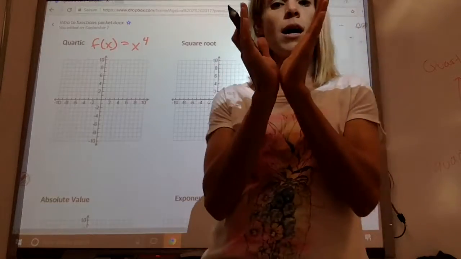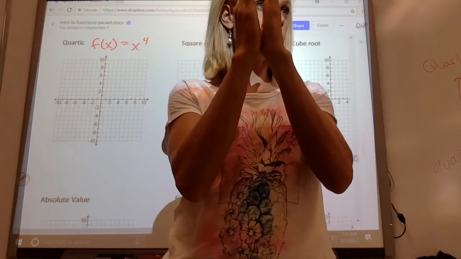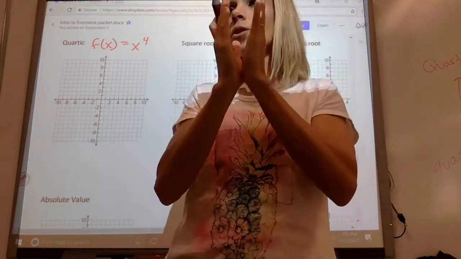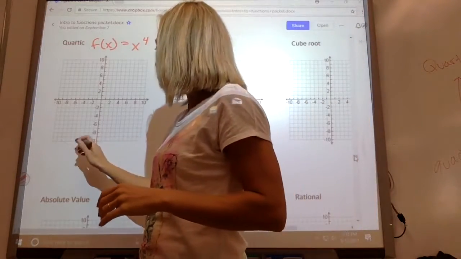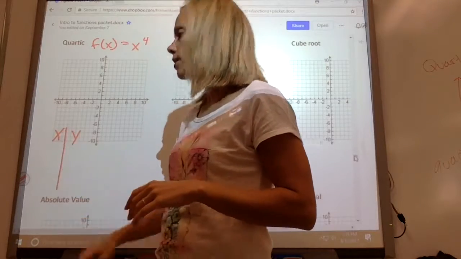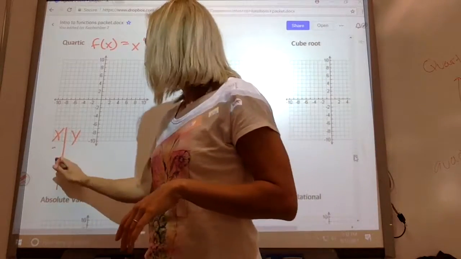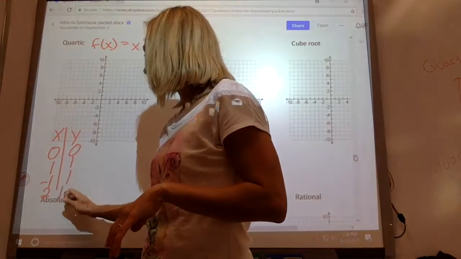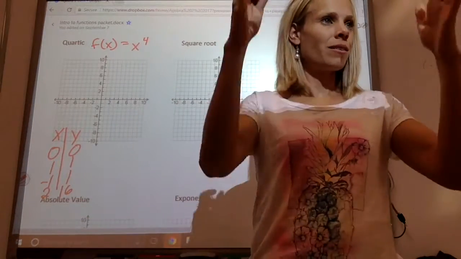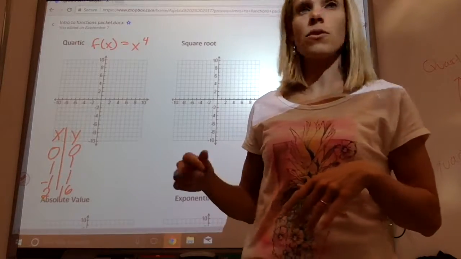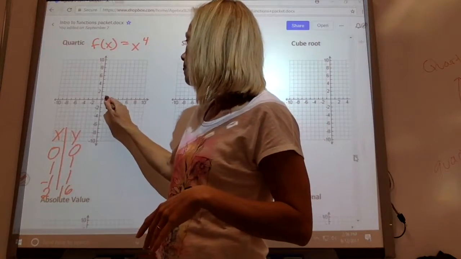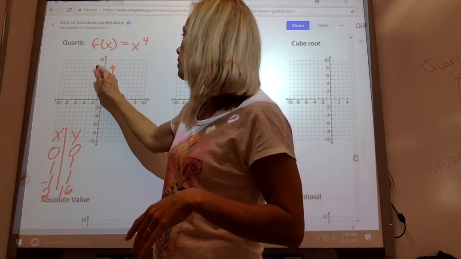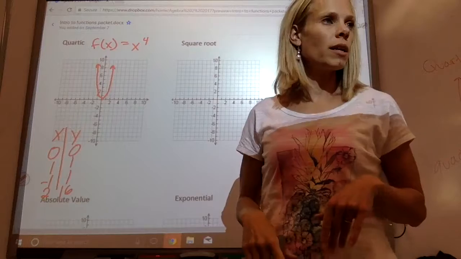And it should look a lot like a parabola, only skinnier. Because what happens with the 4th degree is it blows up faster. So when you graph it, it should look very similar to your quadratic. It should still have 0, 0, 1, 1, -1, 1, but then like 2 is 16. So there's not very many points you can graph before it gets too big. And if you see, it's a lot skinnier than your quadratic.